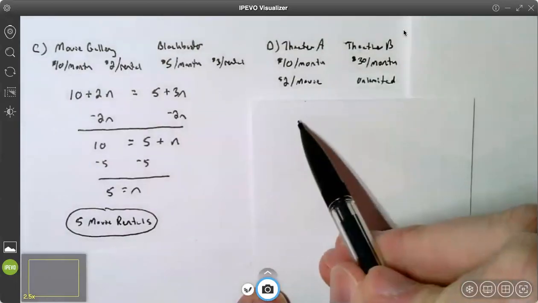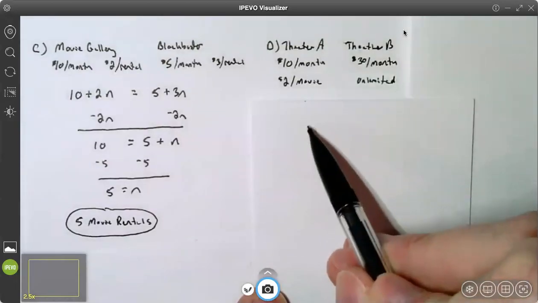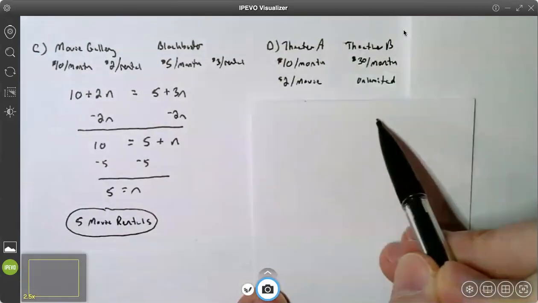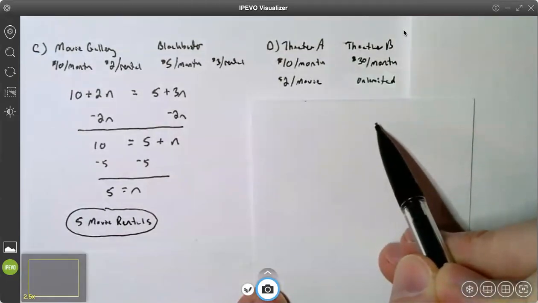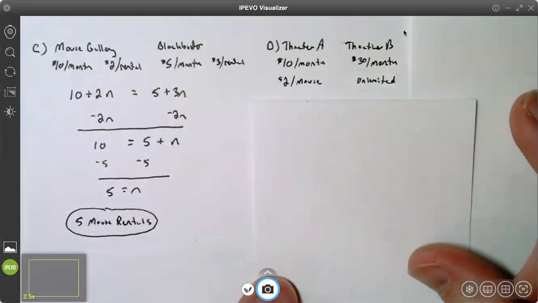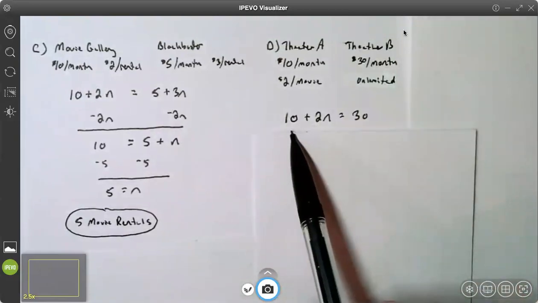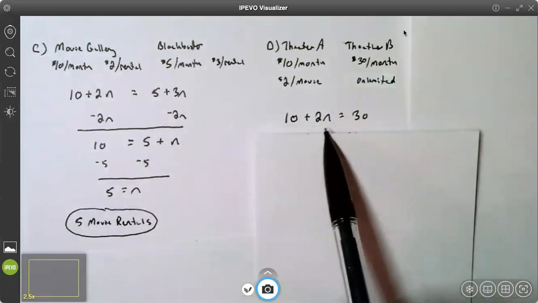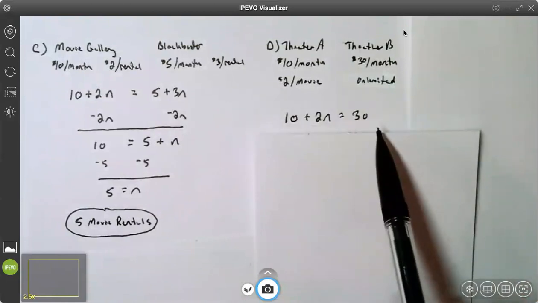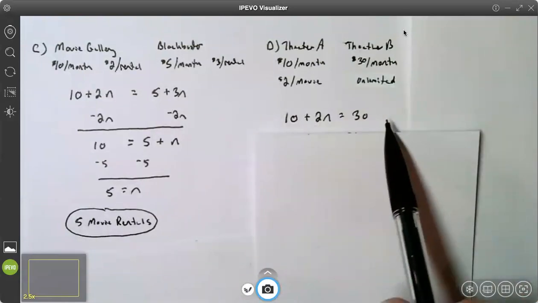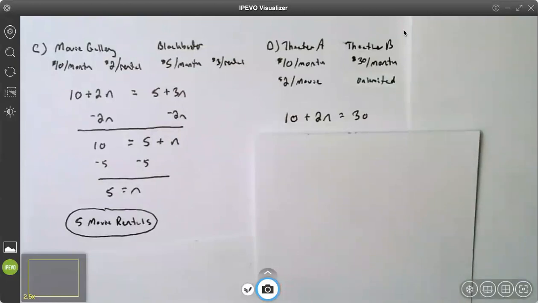So write an expression for Theater A. Write an expression for Theater B, and then set them equal to each other. Here's our equation. $10 a month plus $2 per movie. Theater B is just $30 for the month. There's no variable cost. Now let's solve the equation and find the break-even point.